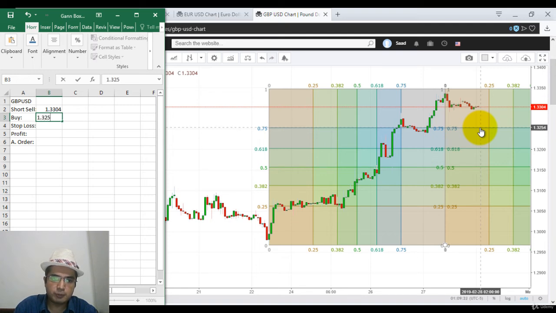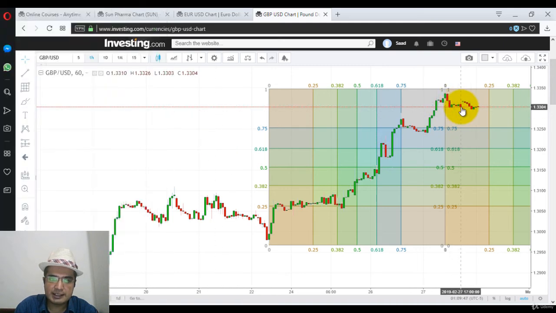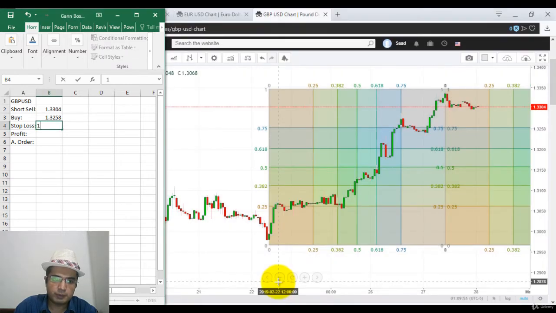So we should be aiming at 1.3254, 1.3258. It's up to you. You can aim from 1.3255 to 1.3260. Now, where will be your stop loss on this high? Now, this high is 1.3326, so 1.3328. A bit above the high.